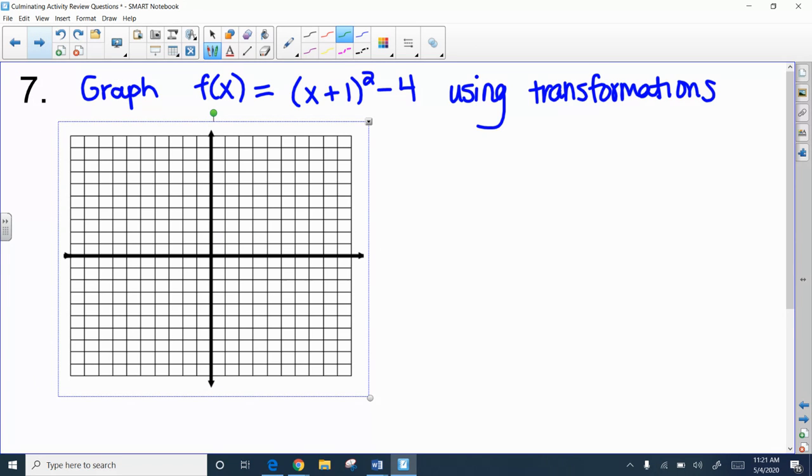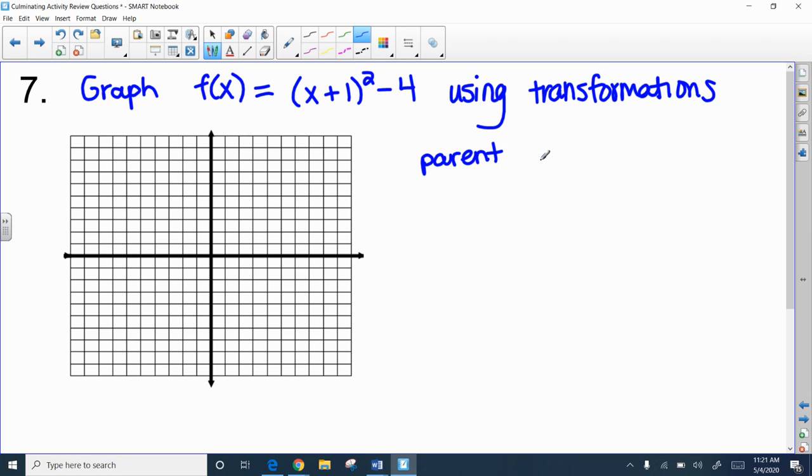All right, last problem for the day. We're going to graph f of x equals (x plus 1) squared minus 4 using transformations. So remember, if we are graphing using transformations, first we have to identify the parent function and points on the parent function. In this case, I see the squared here, so the parent function is x squared. So anytime we're graphing a parent function, we need 3 points to start with.